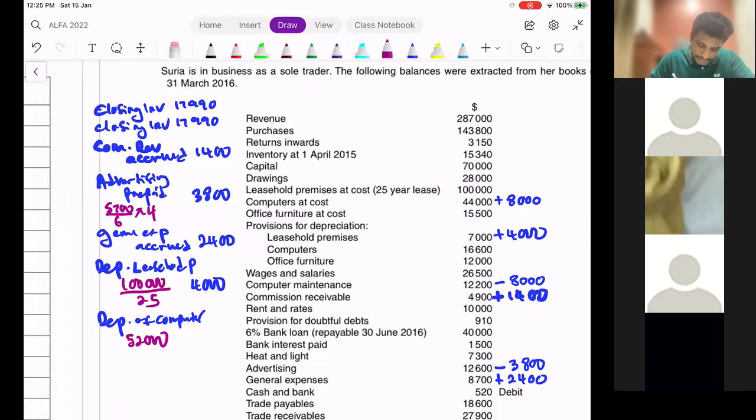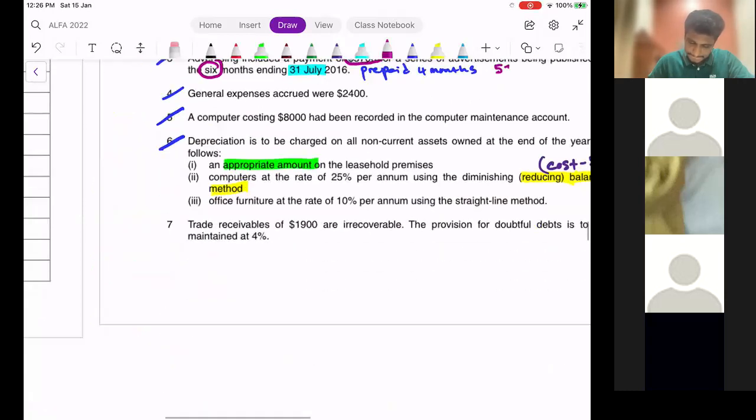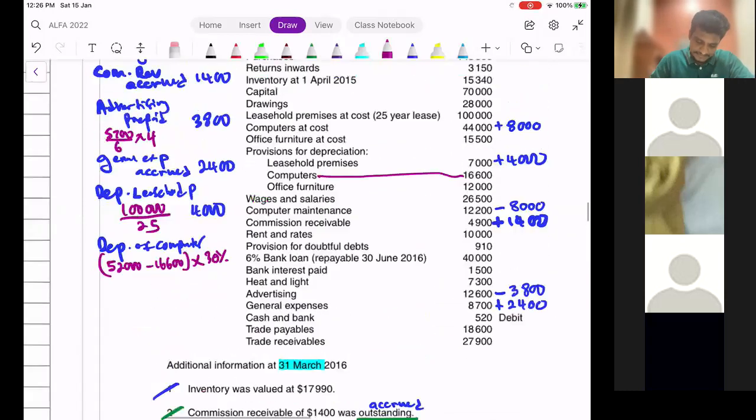52,000 minus last year's depreciation. How much is the accumulated depreciation? Another name for accumulated depreciation is provision for depreciation. My last year's provision for depreciation is 16,600, times 30%, right? Oh, sorry, 25%.